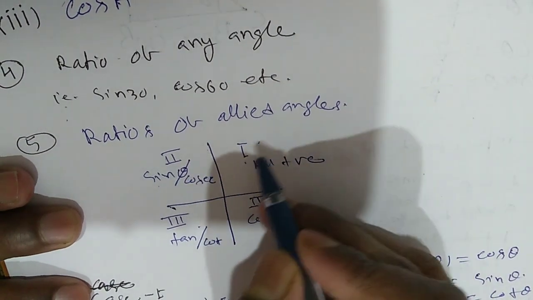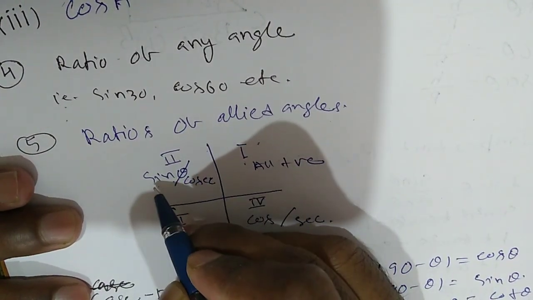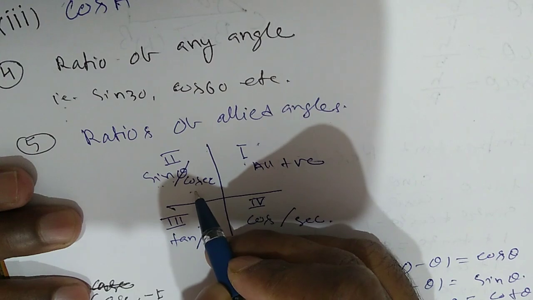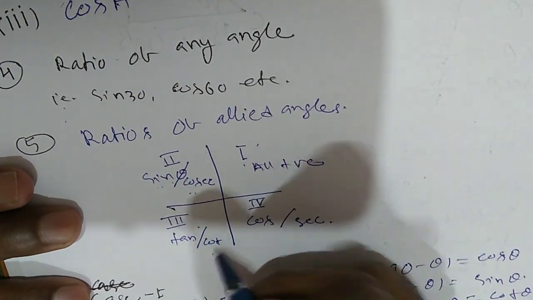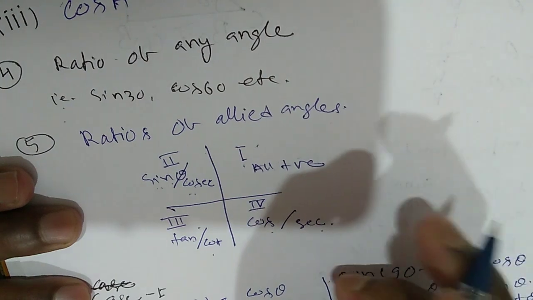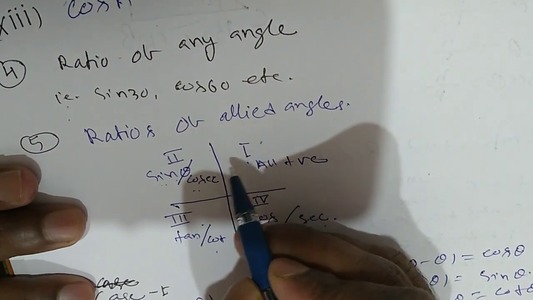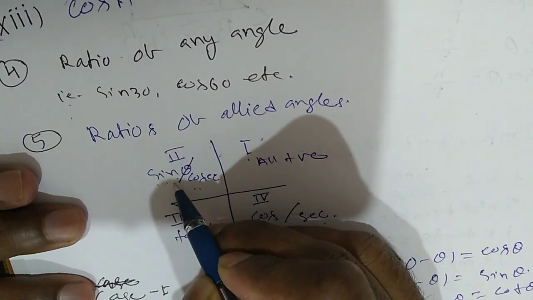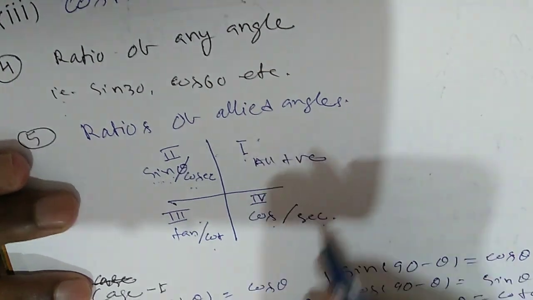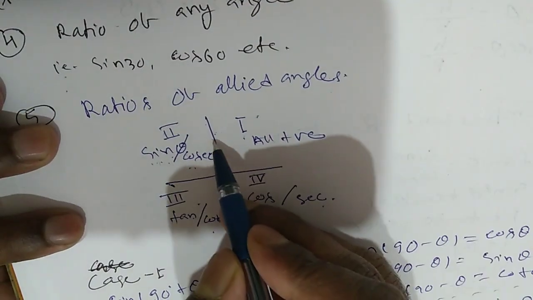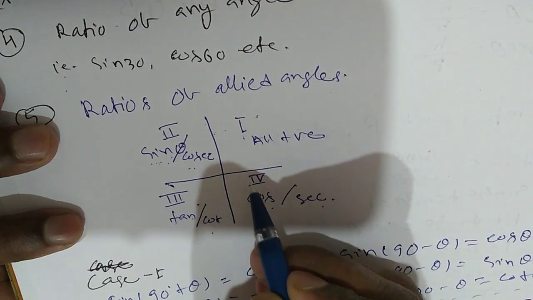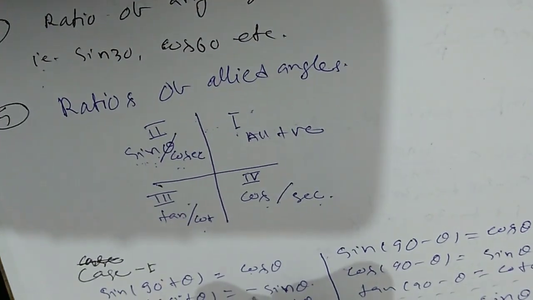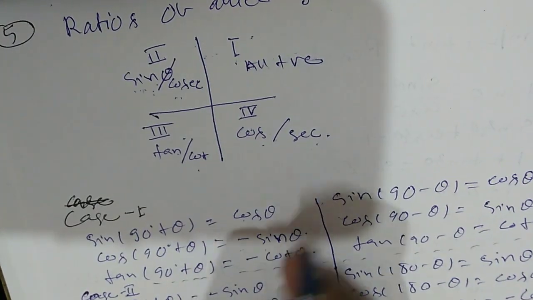So in the first quadrant all values are positive. In the second quadrant only sin and cosec will be there, so I write here sin and cosec. In third, tan and cot, and in fourth, cos and sec. It means if we take sin 90 plus theta, then it goes to its own home, second quadrant, so it gives a positive result, that is cos theta. If we take cos 90 plus theta, then cos goes to another quadrant, that's why it is negative. So write here minus sin theta.